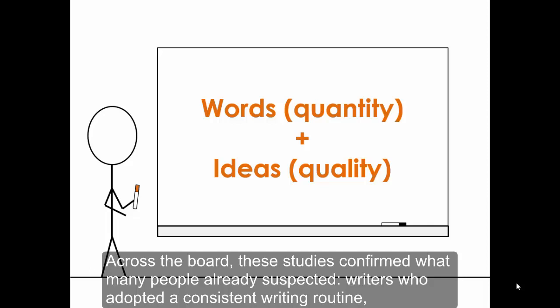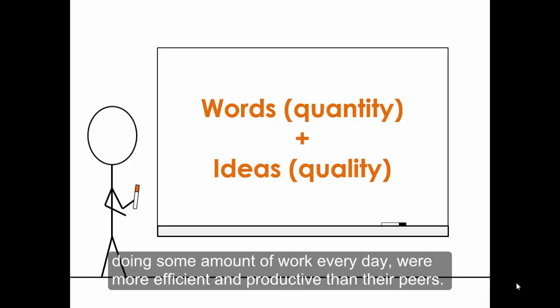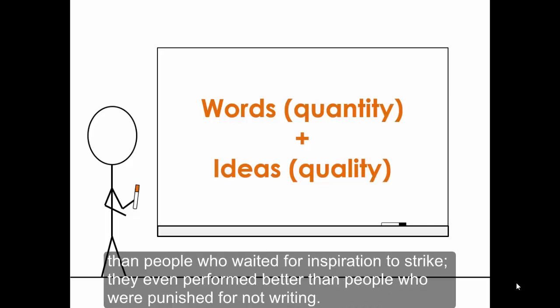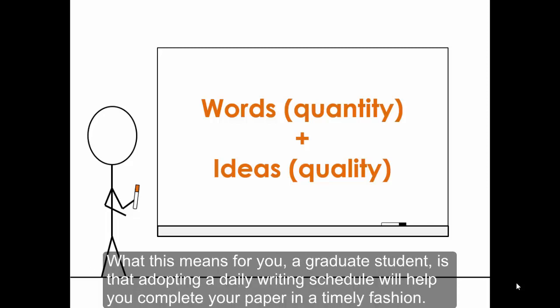Writers who adopted a consistent writing routine, doing some amount of work every day, were more efficient and productive than their peers. People who wrote consistently, regardless of how they felt, produced more work and better work than people who waited for inspiration to strike. They even performed better than people who were punished for not writing. What this means for you, a graduate student, is that adopting a daily writing schedule will help you complete your paper in a timely fashion.